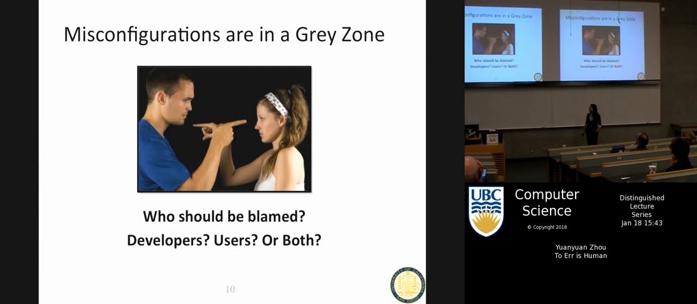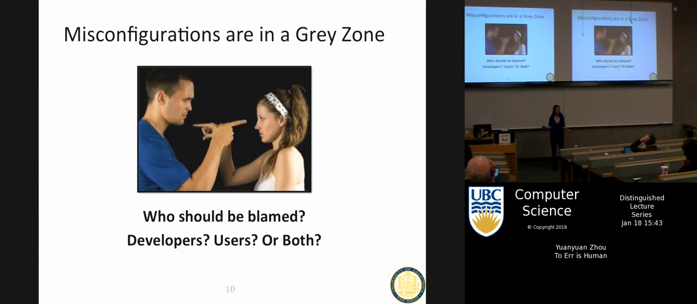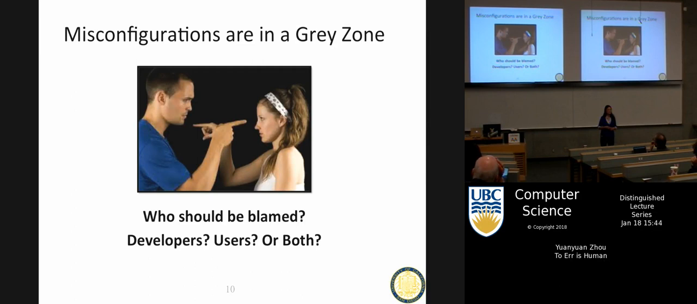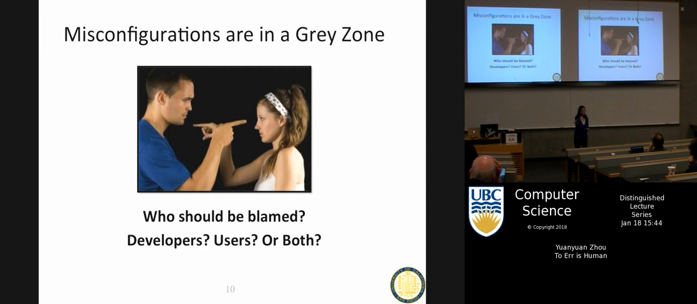The challenge with software configuration is that it's very different from software bugs, because software bugs are definitely the developer's fault, right? That's why we have all kinds of testing to make sure we don't have software defects. But configuration errors are in a gray zone, because many times the software developer thinks this is the system admin's fault. It's your problem, you made a mistake, it's not my problem.